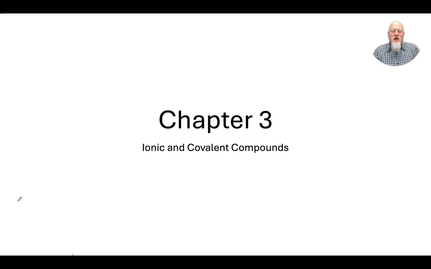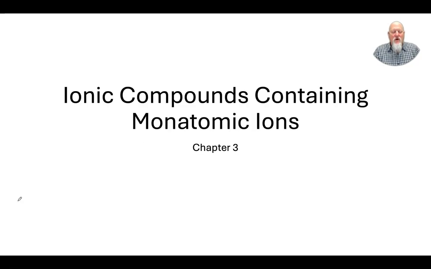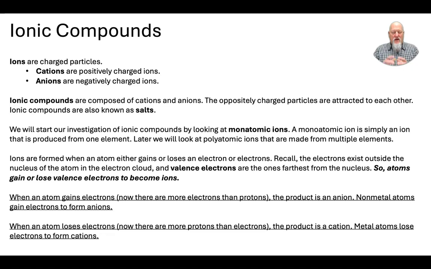Okay, so let's initially talk about ions, so we can make ionic compounds. An ion is simply a charged particle. And we're going to have two types of charged ions. The first are cations, which are positively charged ions. And then we have anions, which are negatively charged ions.